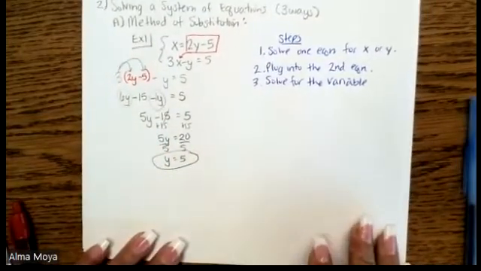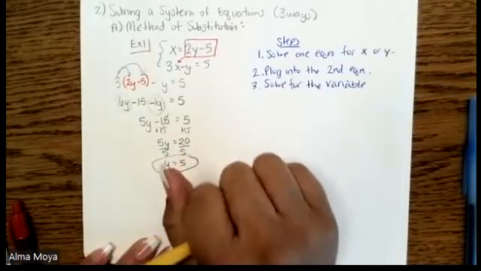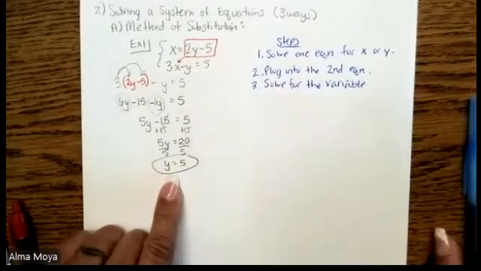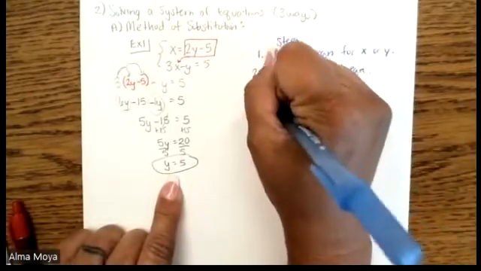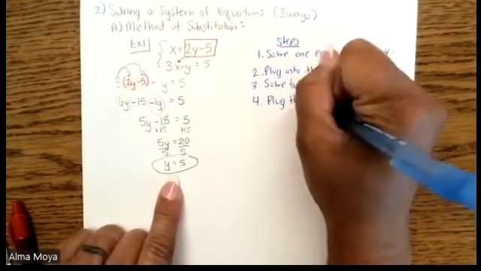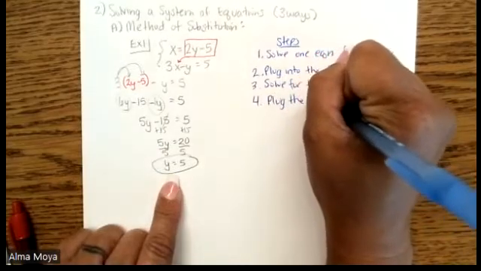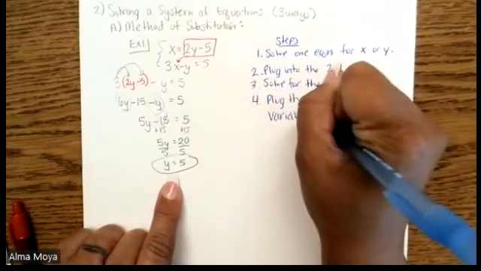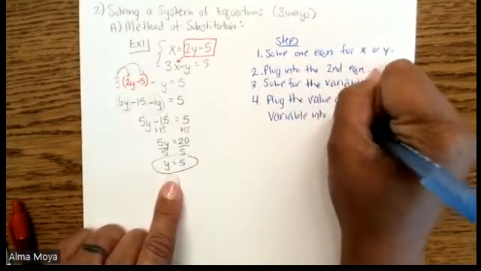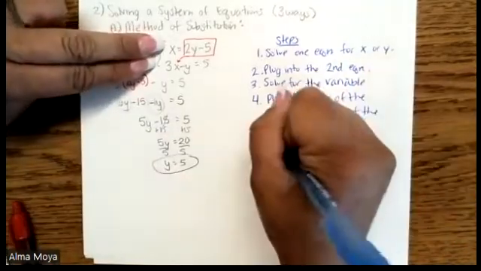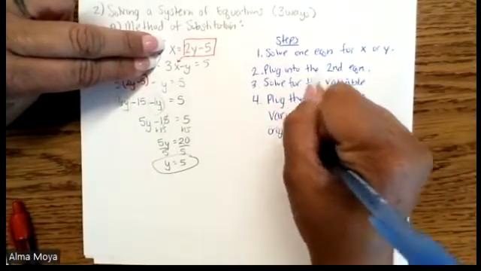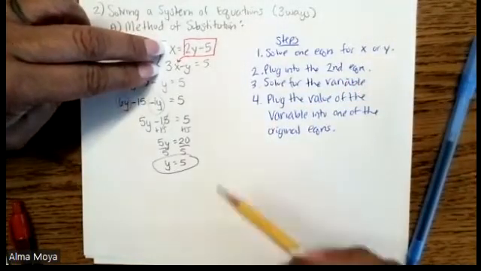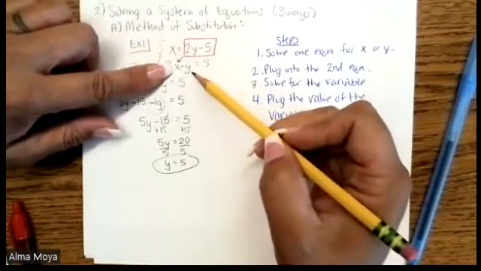I'm not done though, because your solution is going to be a coordinate point x and y. That's only the y. So now that I found the y, I'm going to plug the value of the variable into one of the original equations. Now, it doesn't matter which one you plug it into because there's only one point where these cross.